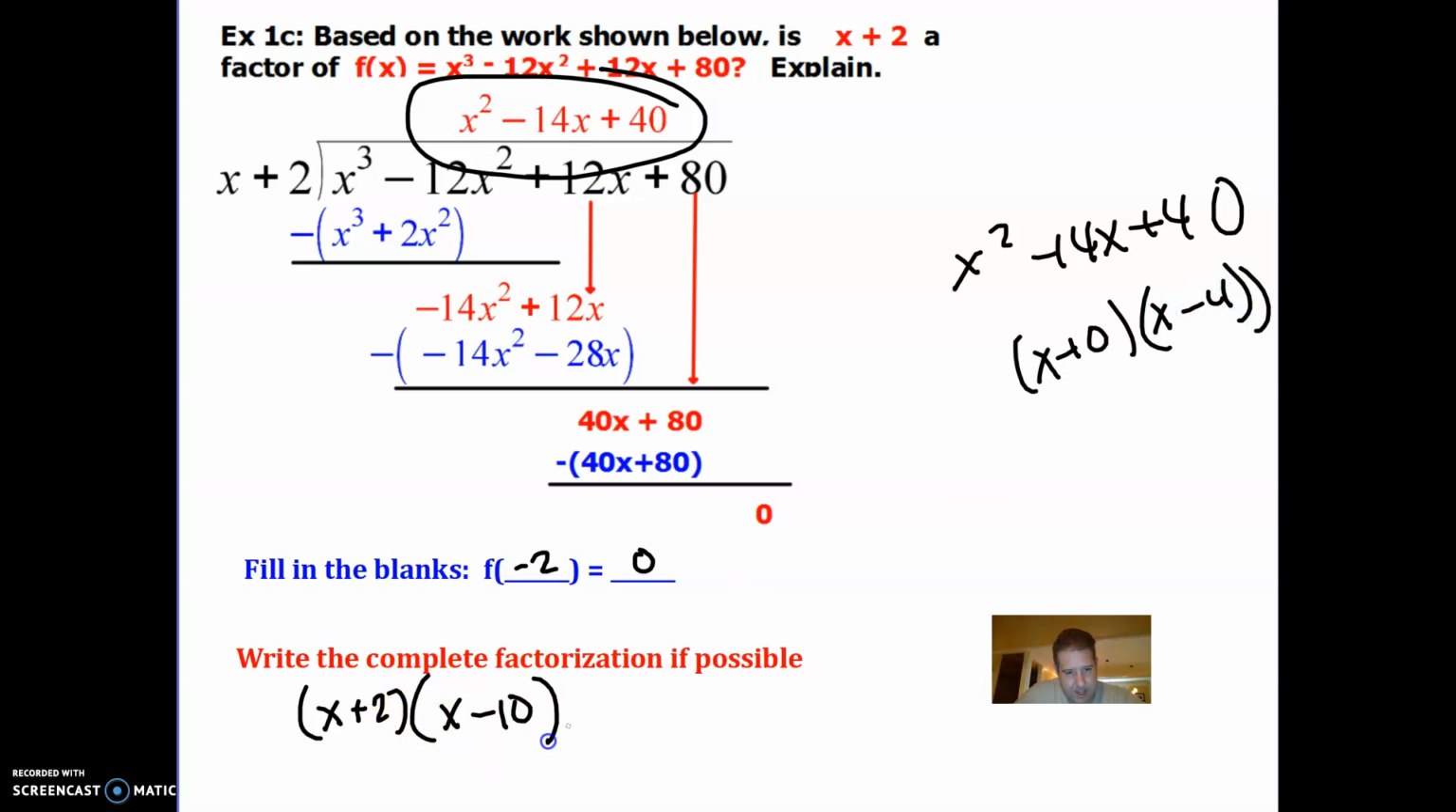So x minus 10 times x minus 4. Negative 10 times negative 4 is 40. Check. And negative 4 plus negative 10 is negative 14. Check. There's your complete factorization.